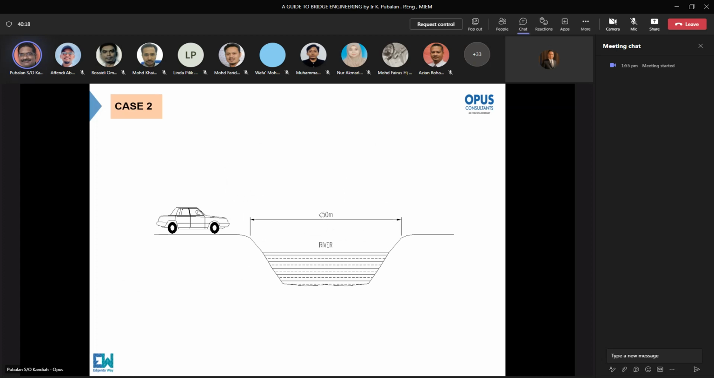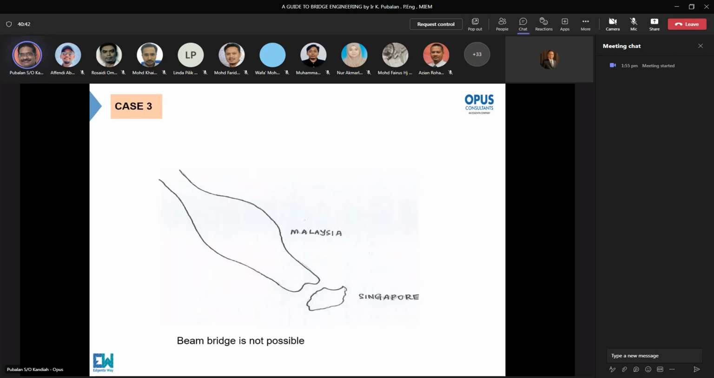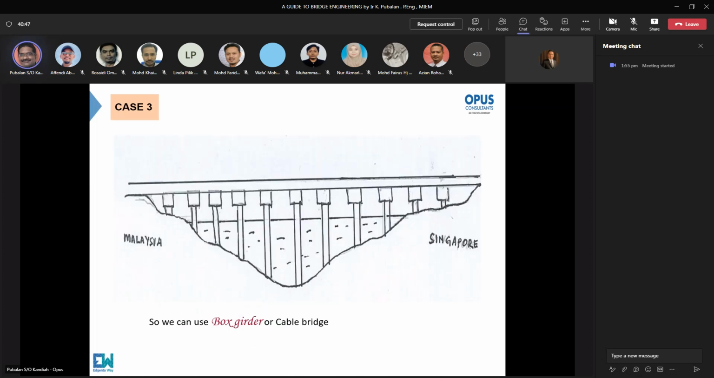So if we have less than 50 meters, we have a river. So what's the best way? You can't drive the car inside. You got to do a beam. Am I right? Unless like a James Bond car. So you got to do a beam. So now you have a beam girder. Okay. So the tree trunk was also a girder. So case 3, Malaysia, Singapore, beam bridge is not possible. So we use box girder.